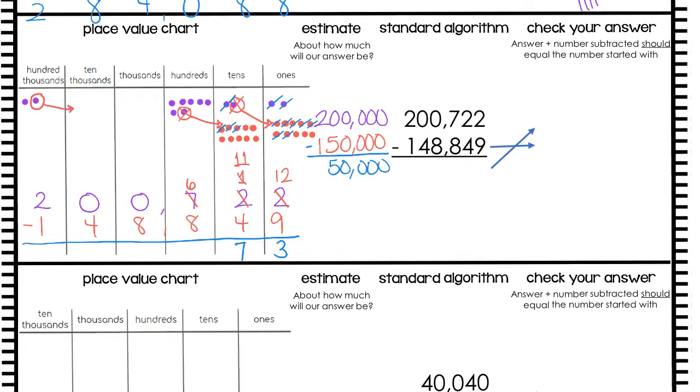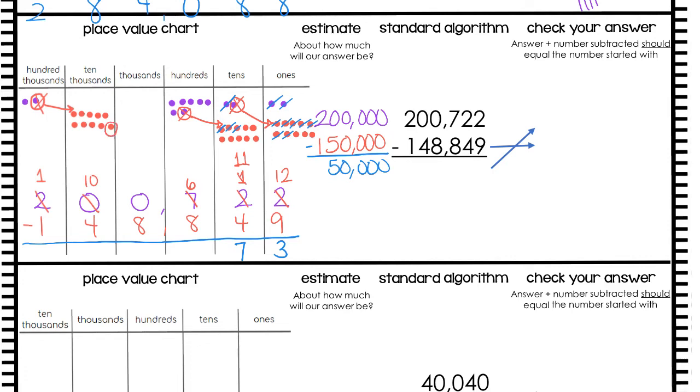1 100,000 regroups into 10,000, 20,000, 30,000, 40,000, 50,000, 60,000, 70,000, 80,000, 90,000, 100,000. So instead of having 200,000s, now we have 100,000s and 10 10,000s. But we have to get back over here to our hundreds to subtract. So we've got to regroup again.